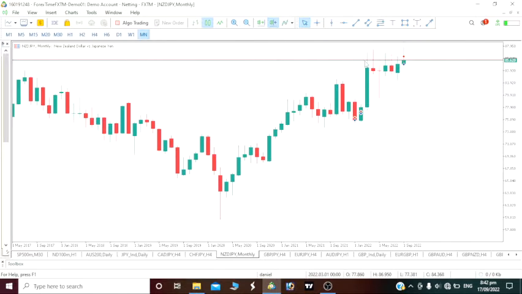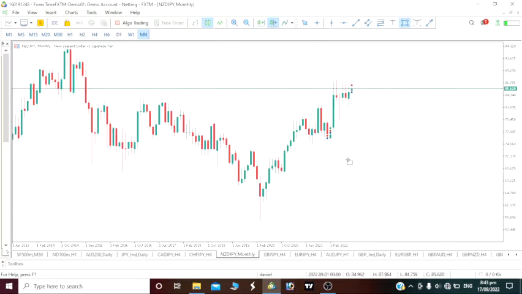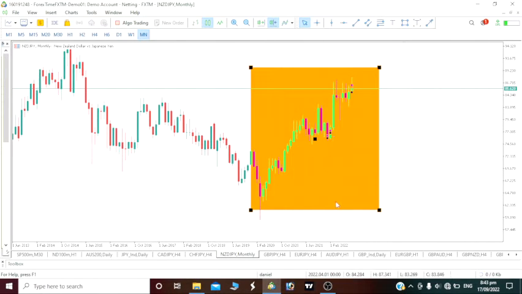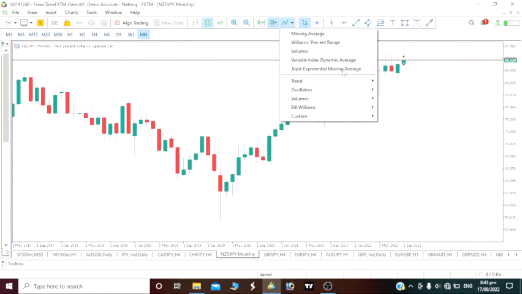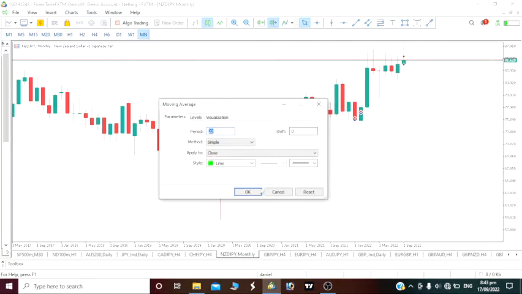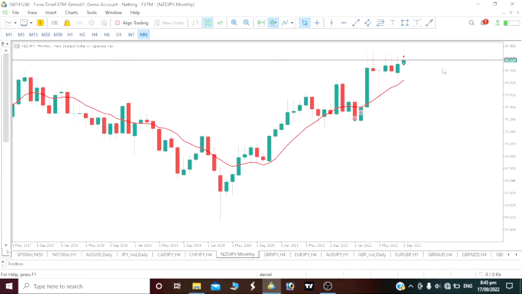And now lastly is New Zealand dollar to our JPY. Trend on the monthly time frame was actually bullish starting from early 2020. So price has actually been rolling up. Let's fix the 10 period moving average and make it red. Price is above the 10 period moving average, which means we are still bullish.